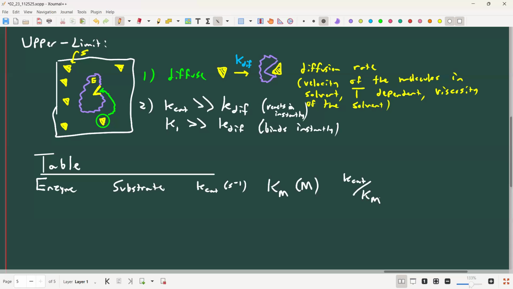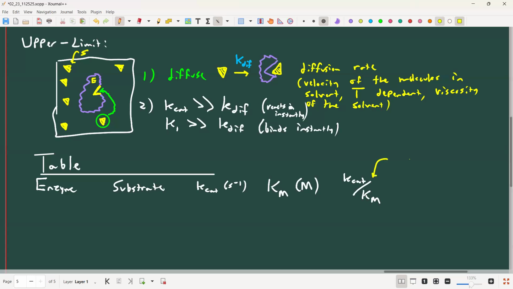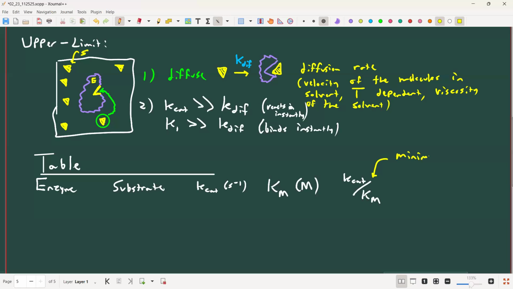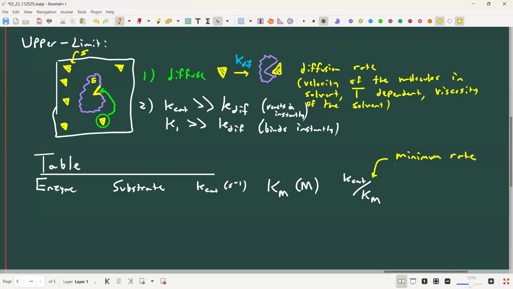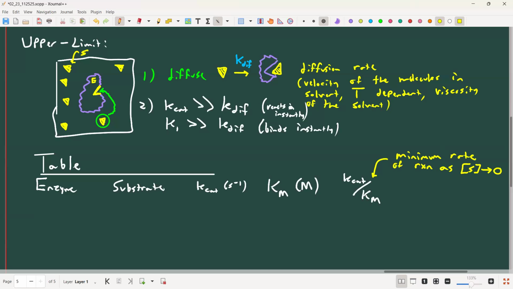Why would we look at that number? Well, this is basically the minimum rate of reaction as the substrate concentration goes to 0. So it's basically the slowest it can run. It's the efficacy of the catalyst. Remember, the speed of the catalyst depends on how many molecules there are. The catalyst isn't producing a lot if there's not a lot of molecules to work on. So this tells us the minimum rate that it can run.